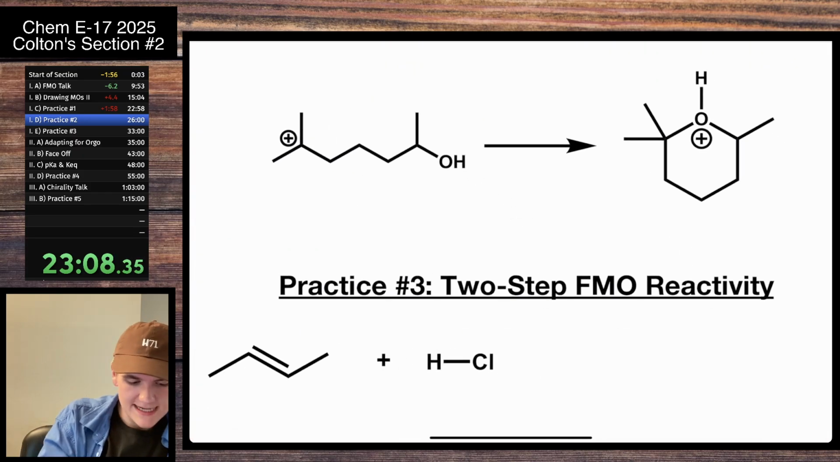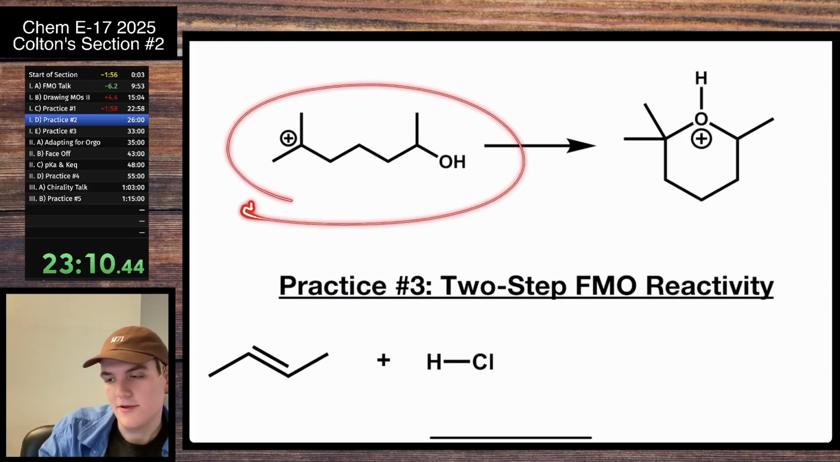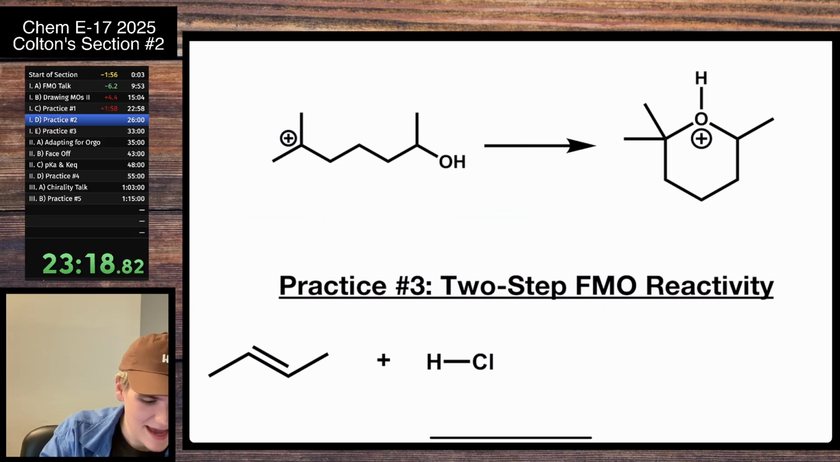So go ahead, tell me what is a good donor on this molecule? The oxygen lone pairs. Yeah, lone pairs. This is all in lone pairs I'm seeing. So our HOMO is probably lone pair on oxygen, right? That's our best type of donor. Great. Now, what's a good candidate for our acceptor, or LUMO?